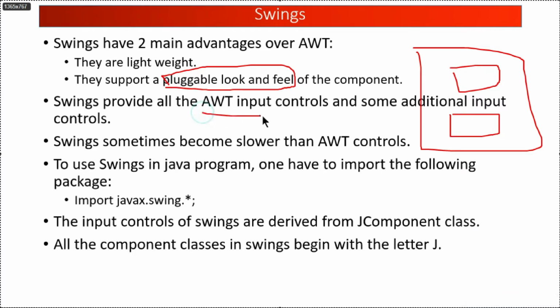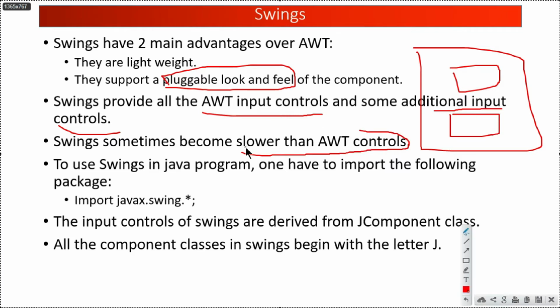All the input controls of AWT are available, plus some additional input controls like table, tabbed pane, color picker, print dialog box. All these options are available in swings. Swings sometimes may make your program a bit slower, but they are still a better option than AWT. If you want to use swings in your program, you have to import this package: javax.swing.*. Star means all the classes, all the input controls of swings will be included in your program to use.